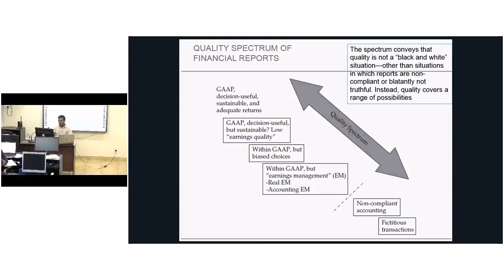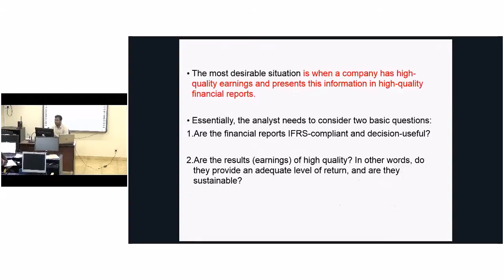Here there is another model. You can see very carefully. Actually, this is called the quality spectrum of financial reports. How the quality is deviated, right? This is kind of a big thing, but we'll just try to summarize as much as we can. Look at the point there. The most desirable situation is when the company has high quality earnings and presents this information in high quality financial reports.